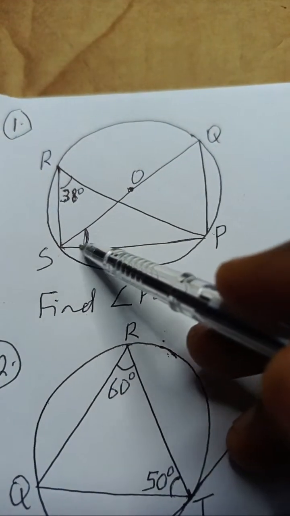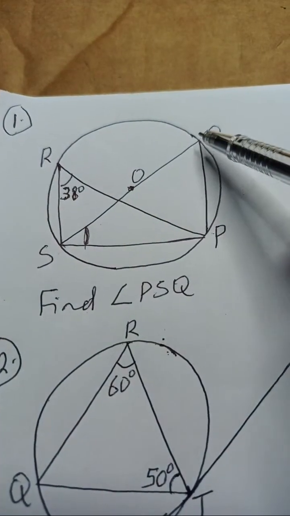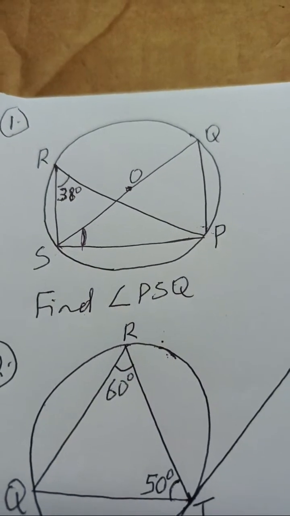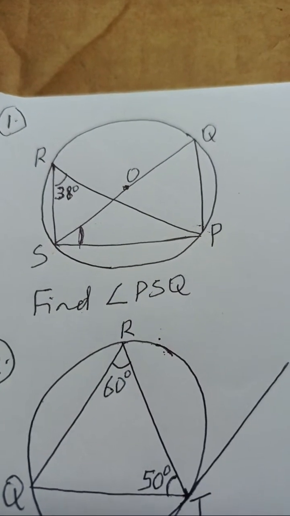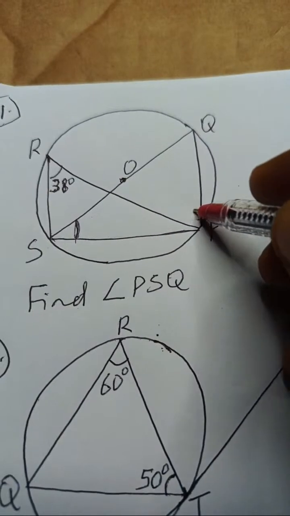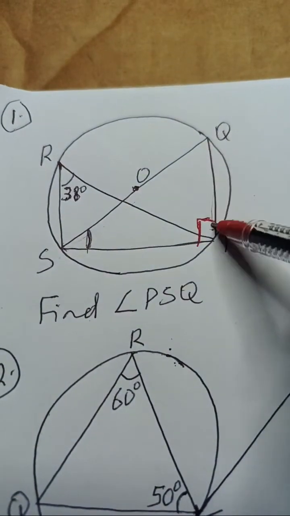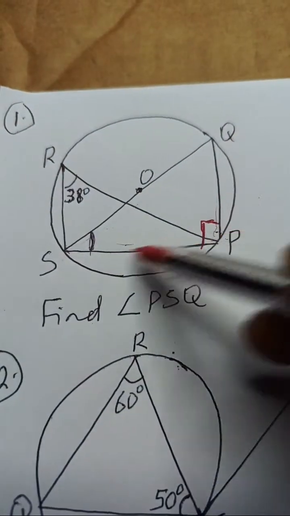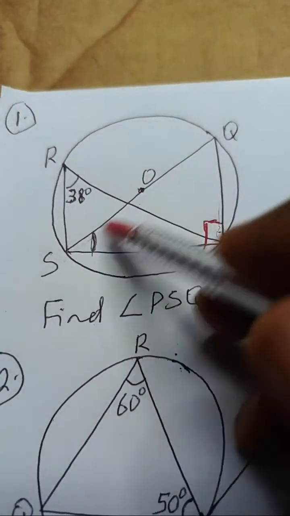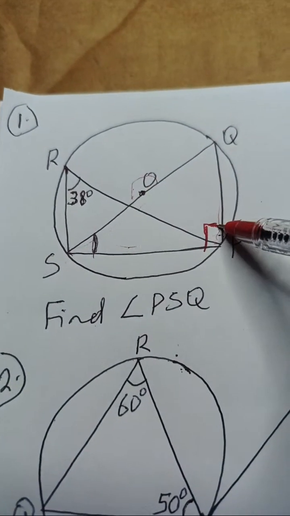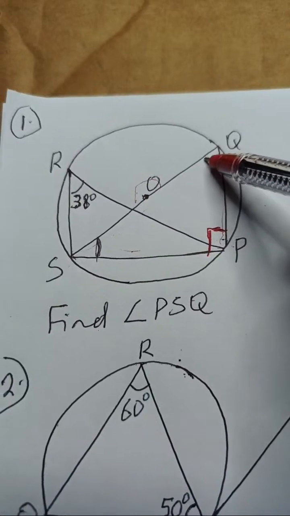Let's go first. Look at this. This angle here should be 90 because it's the angle formed from a semicircle. Why? Because this area is 180, so this should be 90. When this is 90, we can get something here.